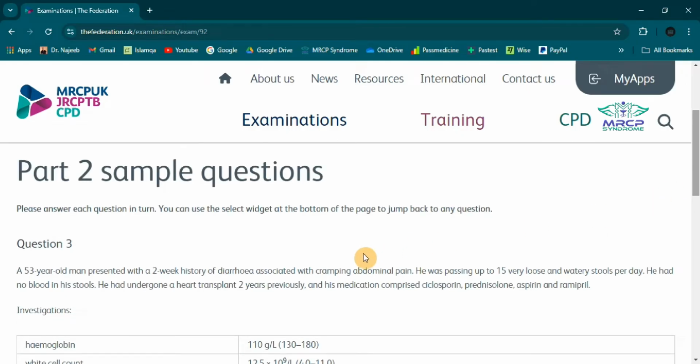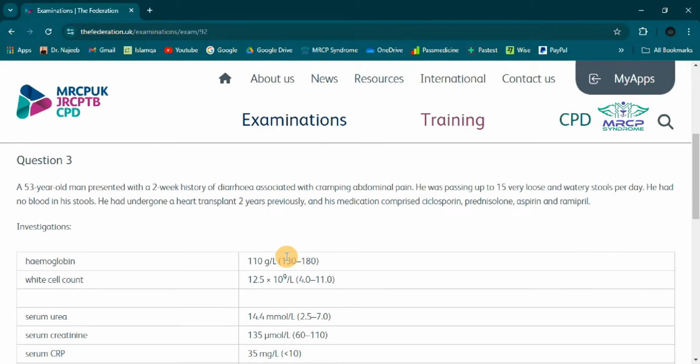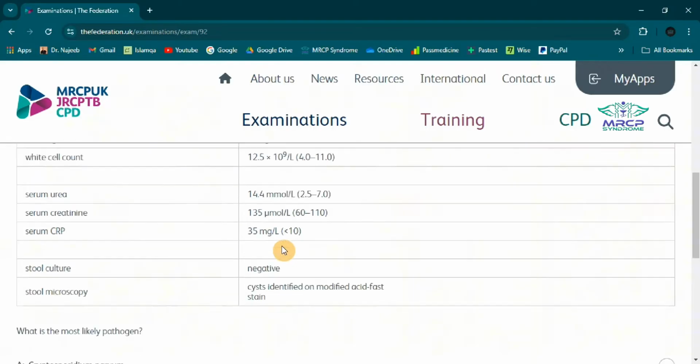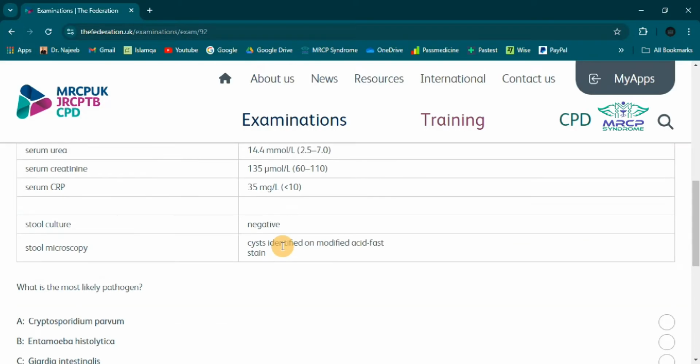So this 53-year-old man had a heart transplant 2 years previously and is on immunosuppressive therapy, cyclosporin and prednisolone, and presents with a 2-week history of severe diarrhea and cramping abdominal pain, and there is no blood in the stool. Stool microscopy reveals cyst identified on the modified acid-fast staining, and the stool culture is negative.